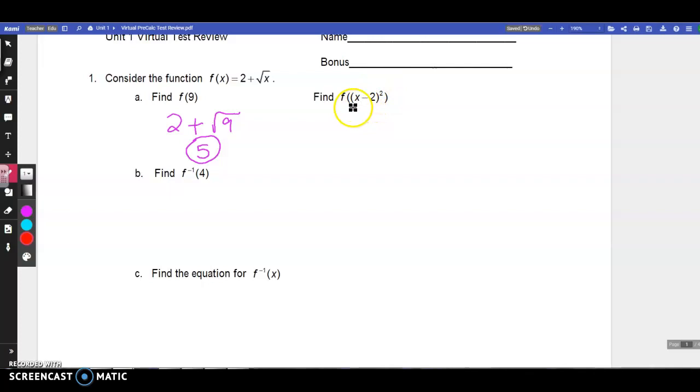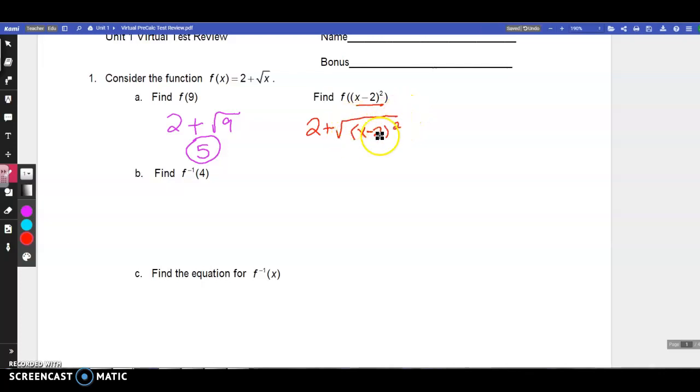Second one. Now we're finding f of the quantity x minus 2 squared. So we're going to take this entire thing, x minus 2 squared, and plug it into x right here. Okay, so we still have that 2 floating out front, plus the square root of x minus 2 quantity squared.